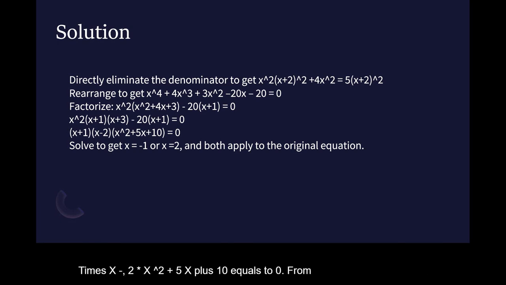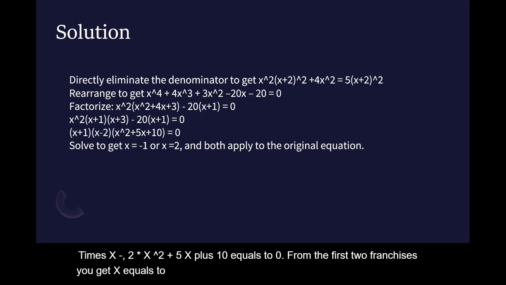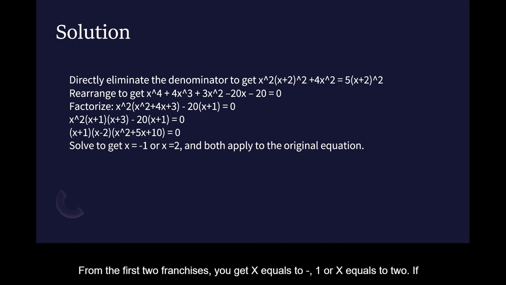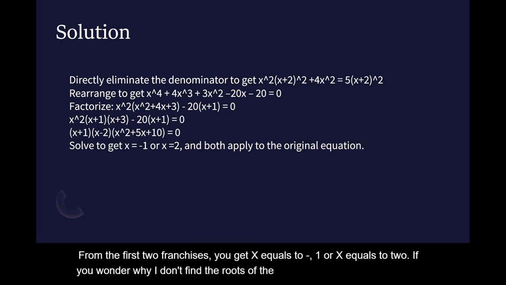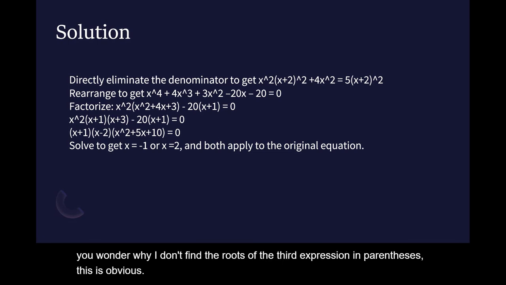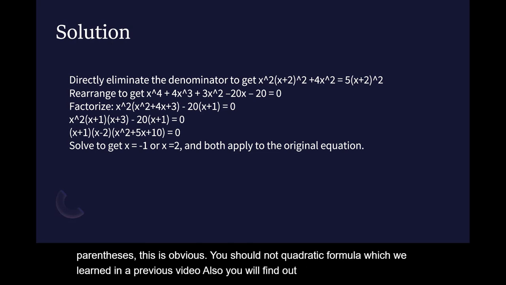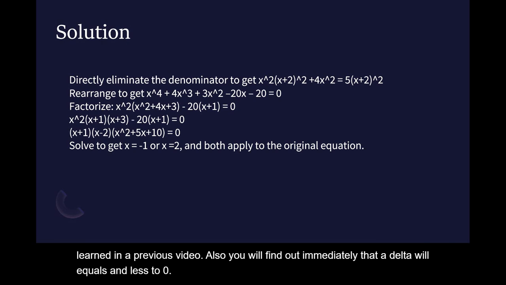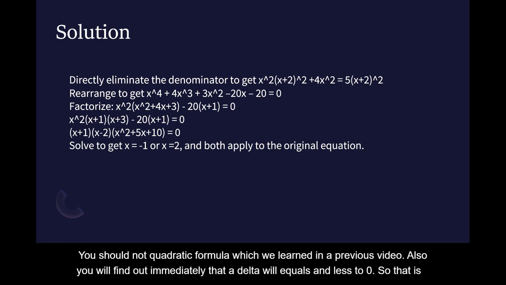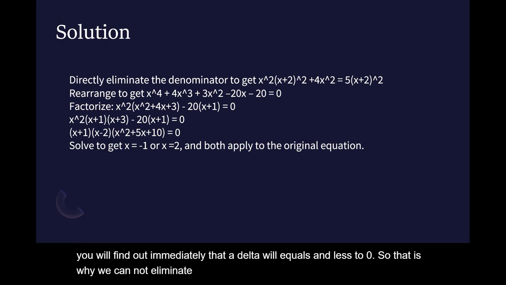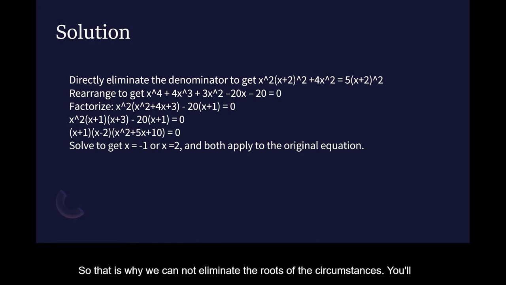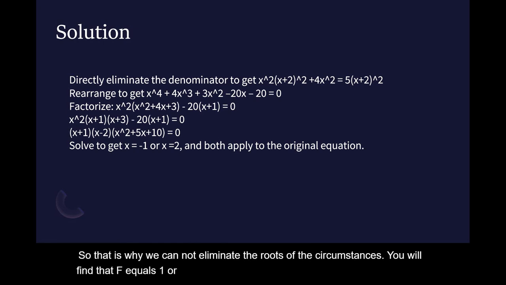From the first two parentheses, you get x equals -1 or x equals 2. If you wonder why I don't find the roots of the third expression in parentheses, this is obvious. Using the quadratic formula which we learned in a previous video also, you will find out immediately that delta is less than 0. So that is why there are no roots from the third parentheses. You will find that x equals -1 or x equals 2 both work in the original equation.